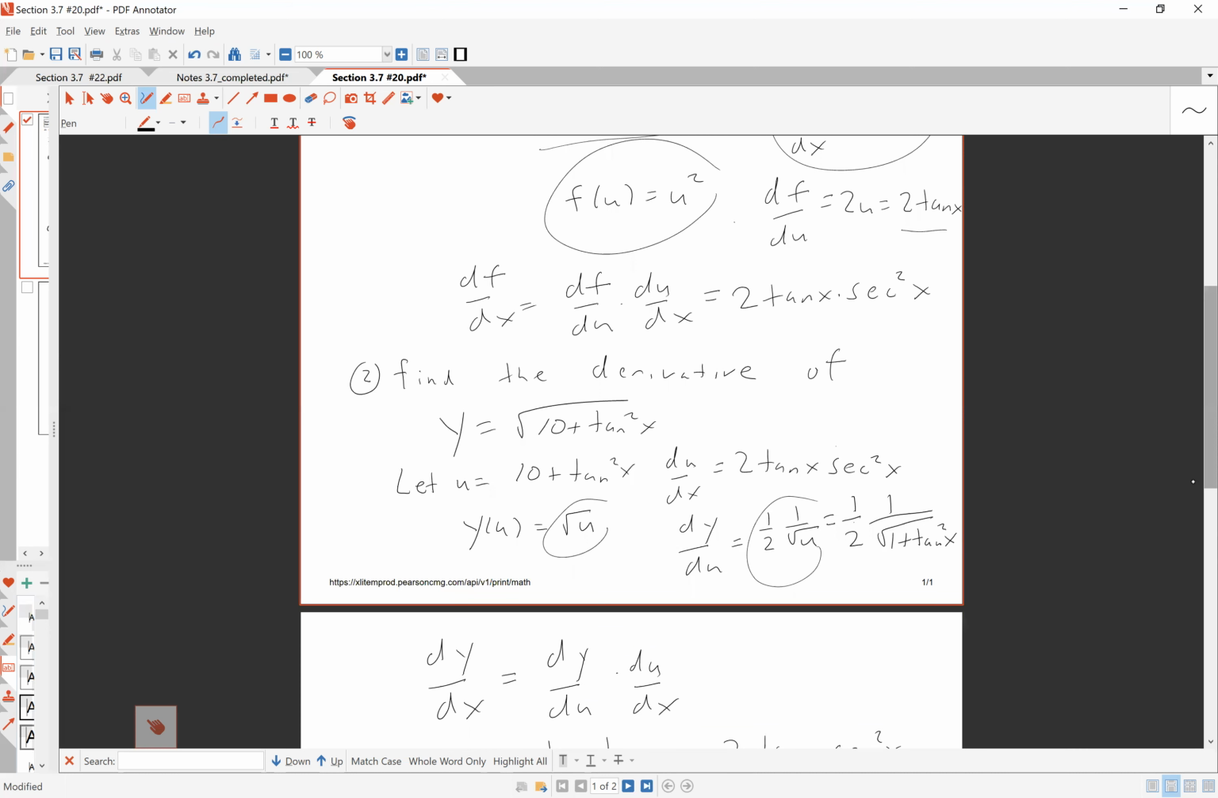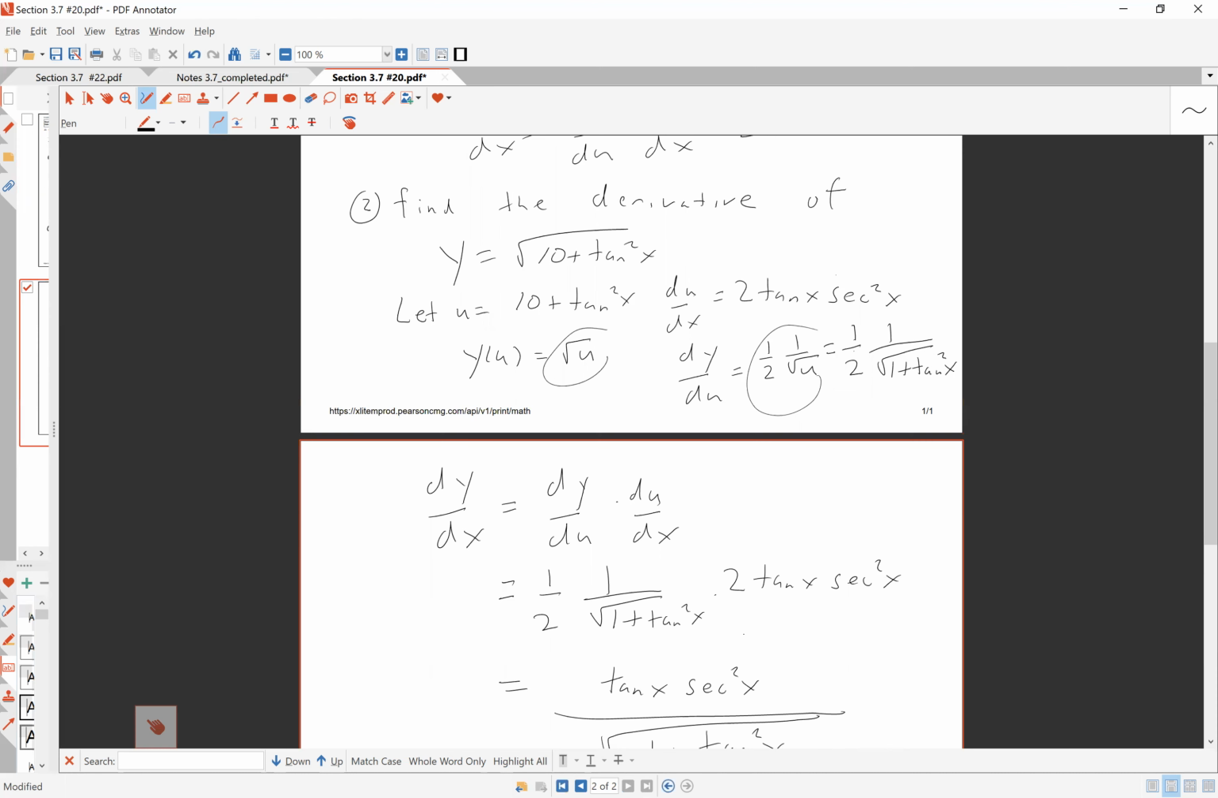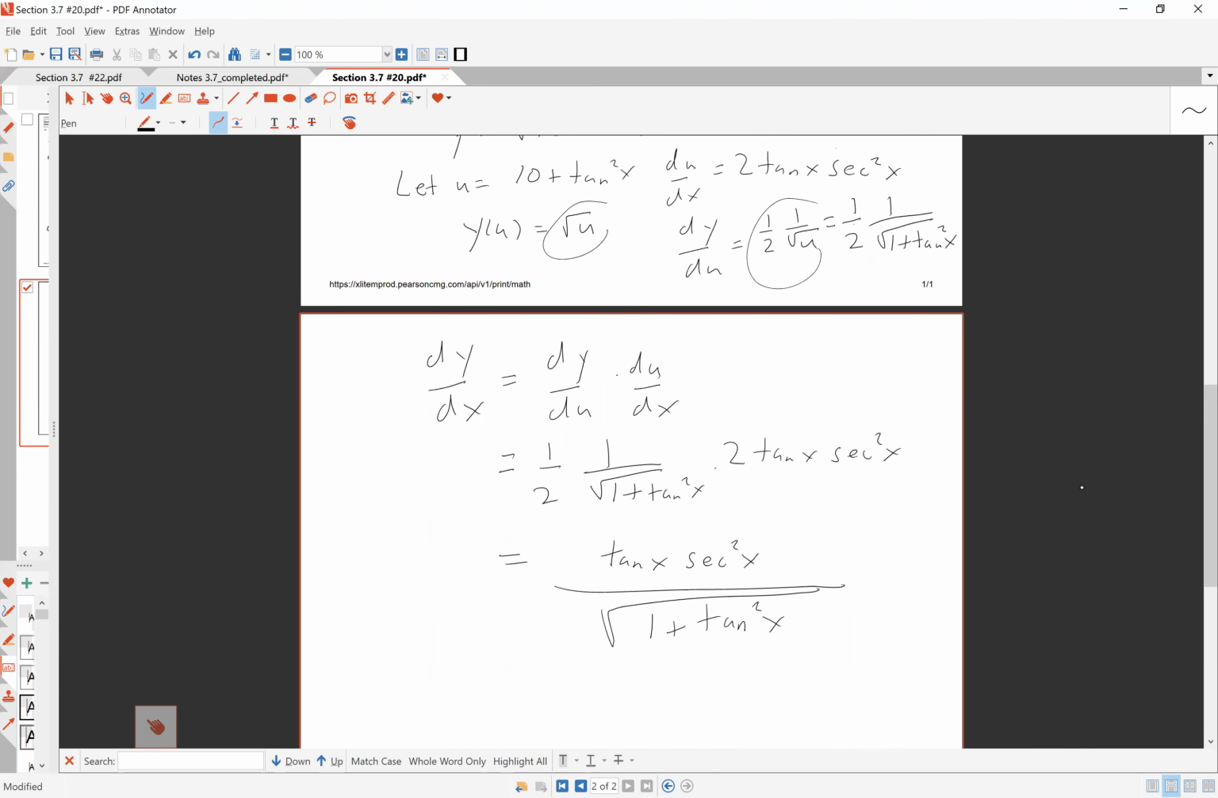And this replaces u with 10 plus tangent squared x. So dy dx is dy du times du dx, which is 1/2 times 1 over the square root of 10 plus tangent squared x, times 2 tangent x secant squared x. And students, simplify. We don't want to keep that 1/2 times 2, because that makes us look like we don't know what we're doing.